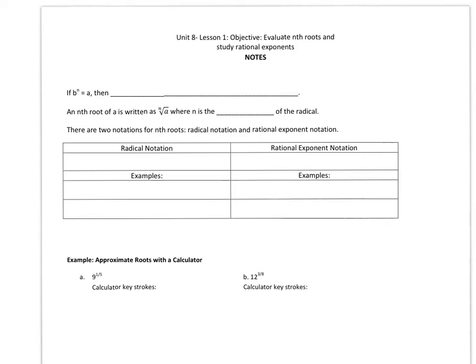This video is over Unit 8, Lesson 1, evaluating nth roots and studying rational exponents. So first of all, you need to know that if b to the n equals a, then b is the nth root of a. So for instance, 2 cubed equals 8, so the cube root of 8 equals 2. So there's just the connection between the nth roots and the exponents.